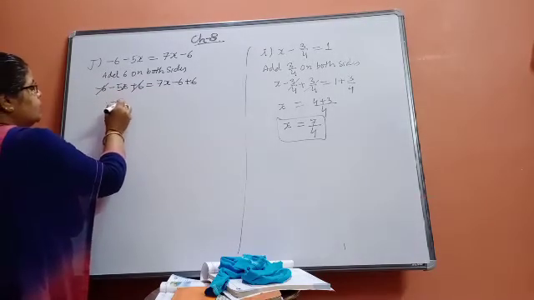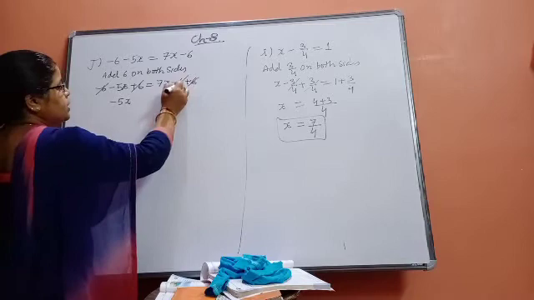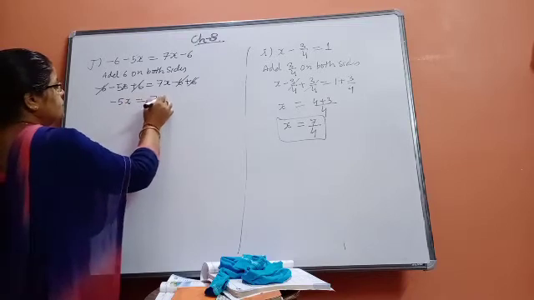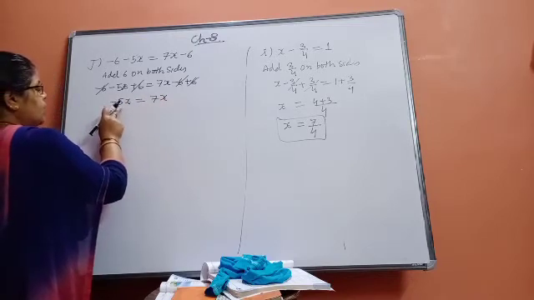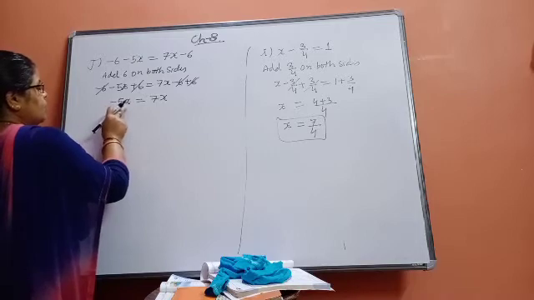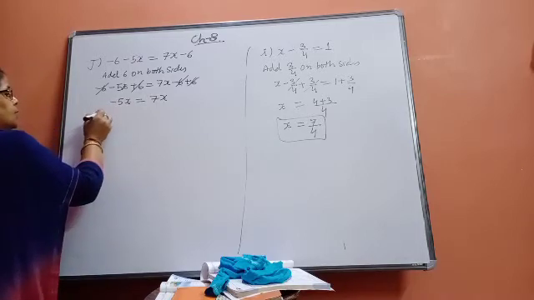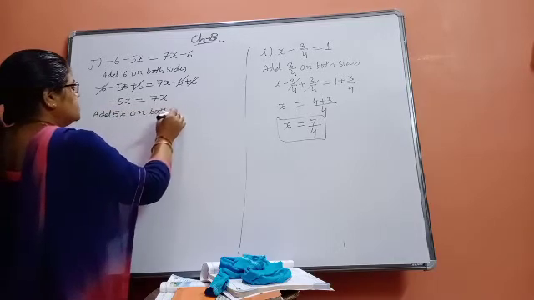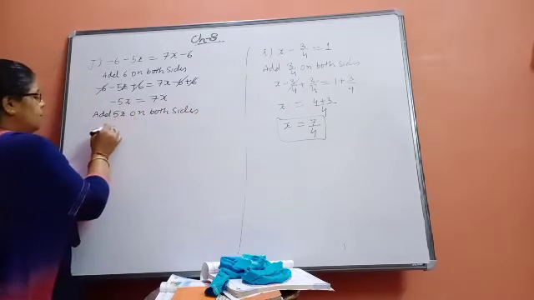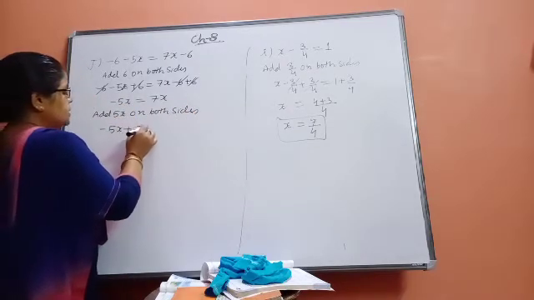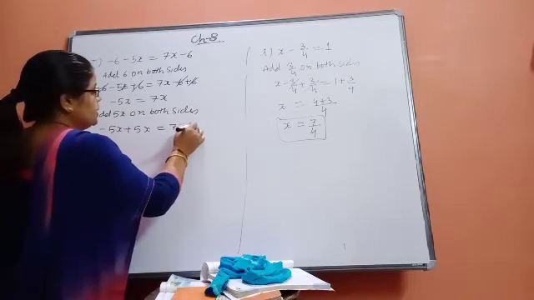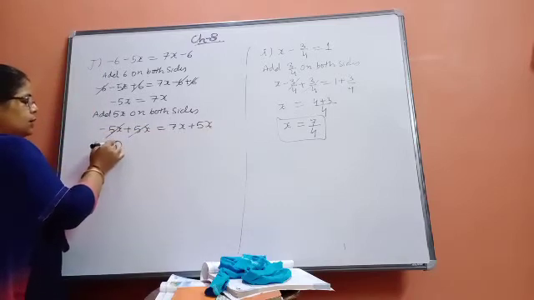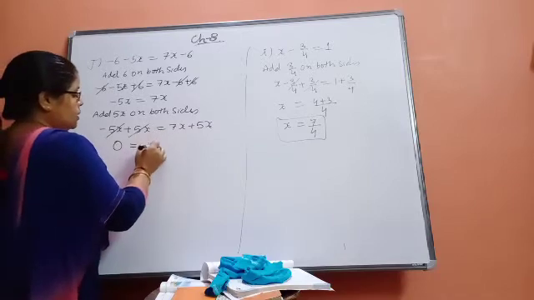So what remains here is minus 5x. On the right hand side, minus 6 and plus 6 coincidentally also become cancelled. So minus 5x is equal to 7x. Okay, so we don't want this 5x here. So what you will do, see that beta, add 5x on both sides. So minus 5x plus 5x is equal to 7x plus 5x. Minus 5x plus 5x will be 0, is equal to 7 plus 5, beta, 12x.